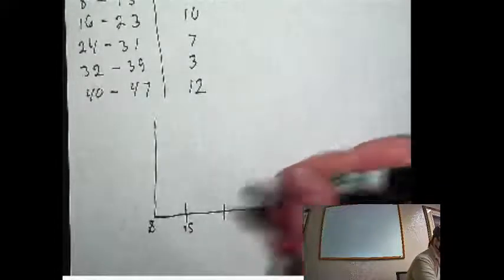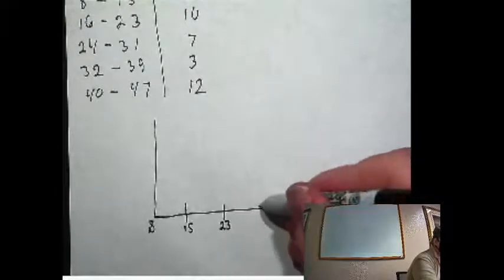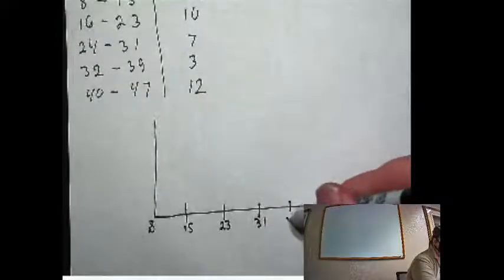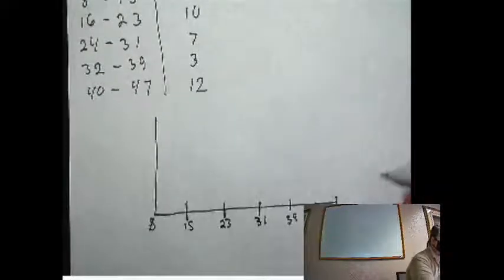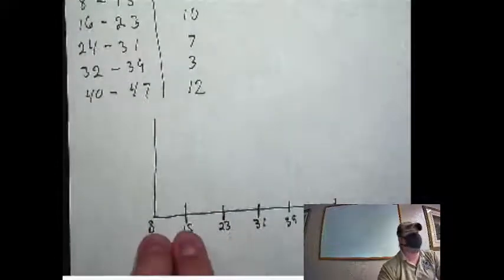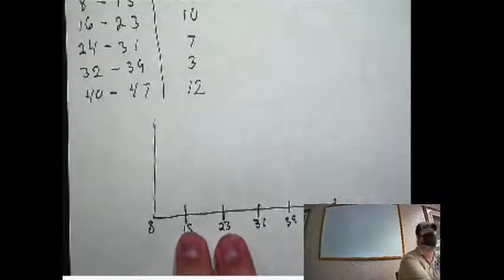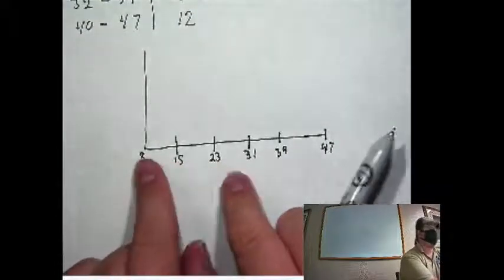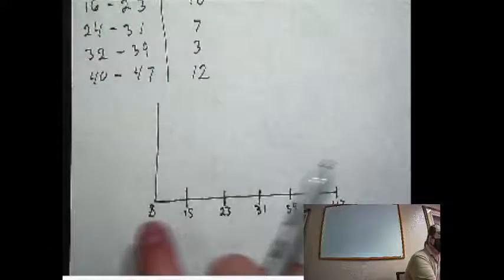Then we have 23, then 31, then 39, and 47. So notice that these things bump up right against each other. So my first class, 8 to 15, bumps up right against 16 to 23. There's no space between it, and that's because this is continuous data. We want to represent everything on this number line. Alright, so there's our classes.